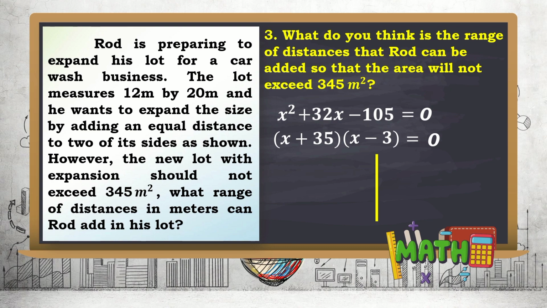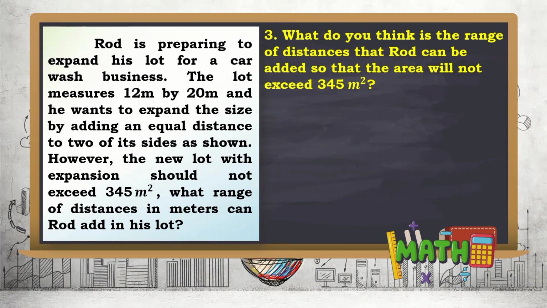Then apply the zero product property. Equate each factor to 0. Then applying the properties of equality in solving for x, we get x is equal to negative 35 and x is equal to positive 3.